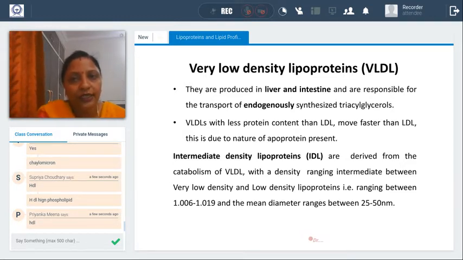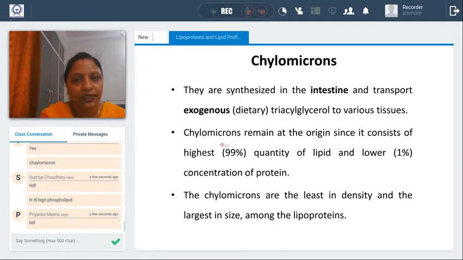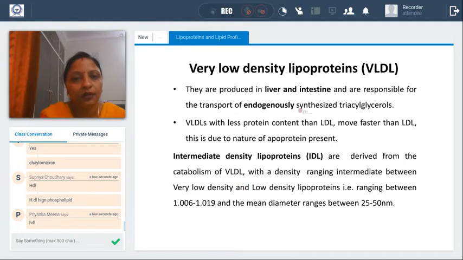Very low density lipoprotein, that is VLDL, is produced in the liver and intestine and is responsible for the transport of endogenously synthesized triacylglycerol. Please remember this word endogenously, because chylomicrons transport exogenous or dietary triacylglycerol to various tissues. Here, VLDL transports endogenously synthesized TG. VLDL, with less protein content than LDL, moves faster than LDL, due to the nature of the apoprotein present.